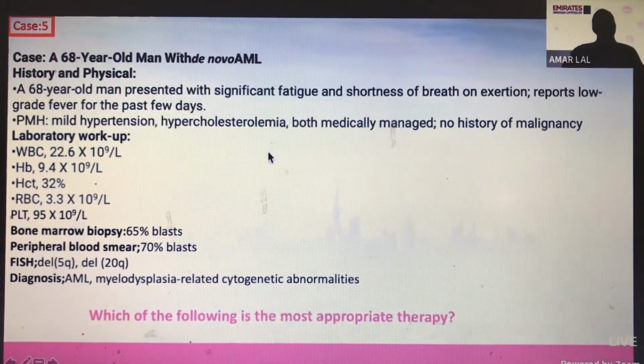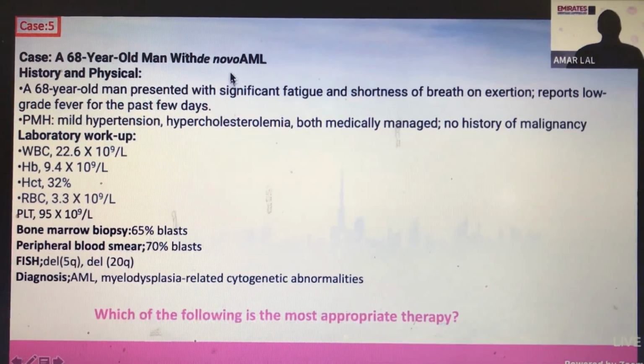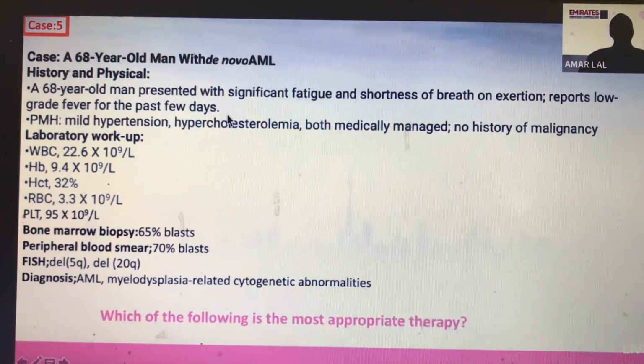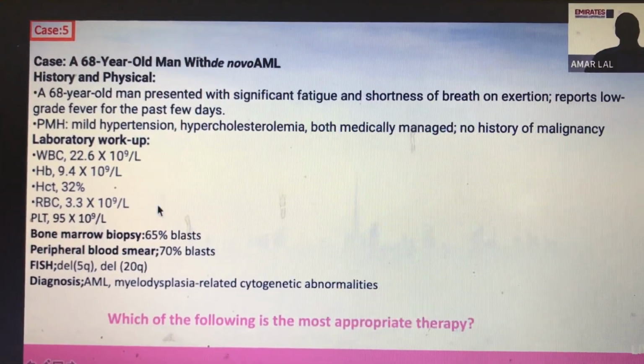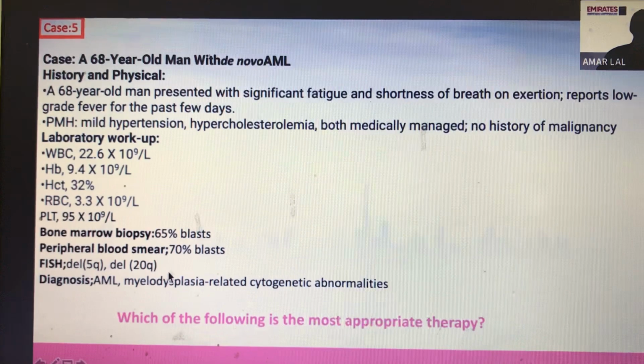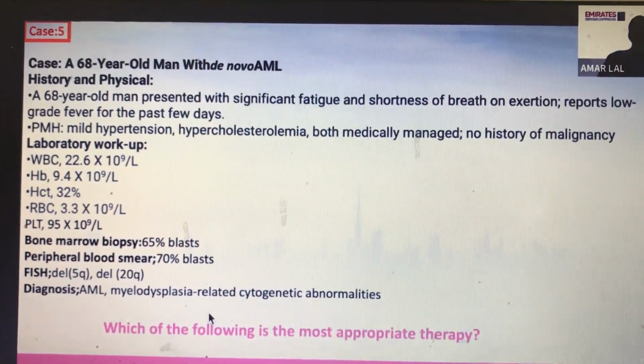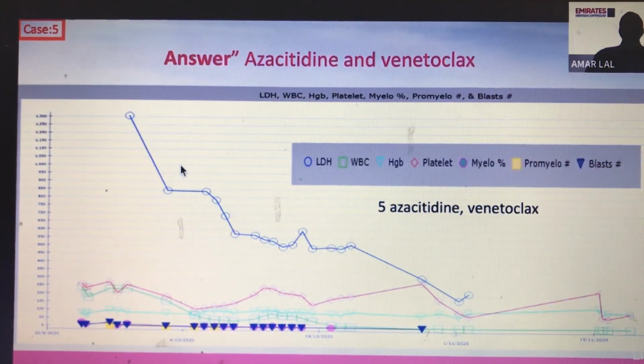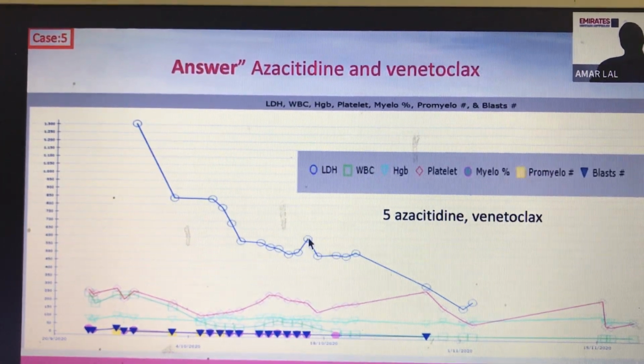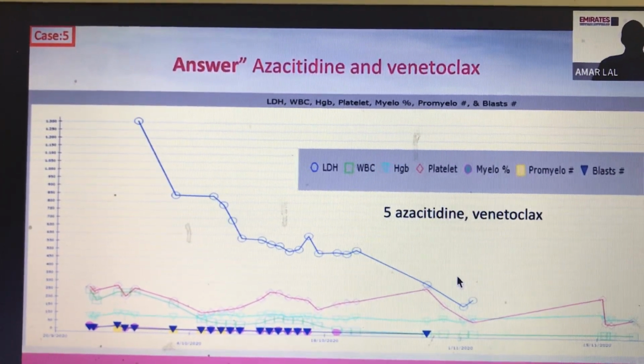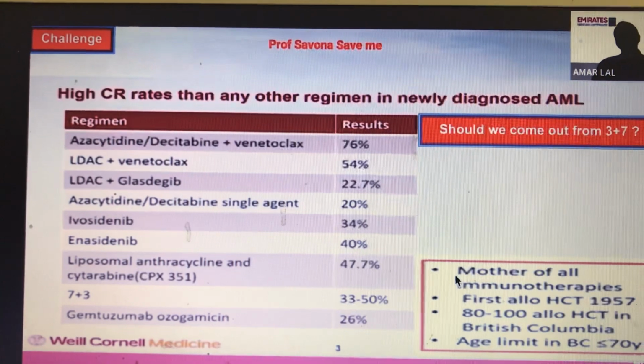So this is the last case, a 68-year-old male with de novo AML, again with comorbidities. So this patient is also diagnosed as AML, and the appropriate treatment we use in this patient also is azacitidine and venetoclax, and you can appreciate after 1 year he is fine also. So the idea is what I wanted to show you here.